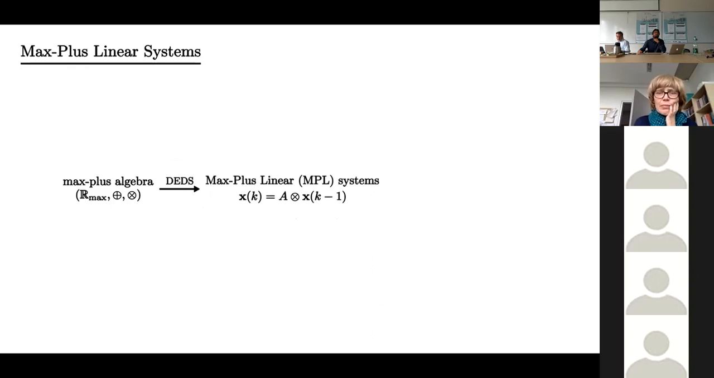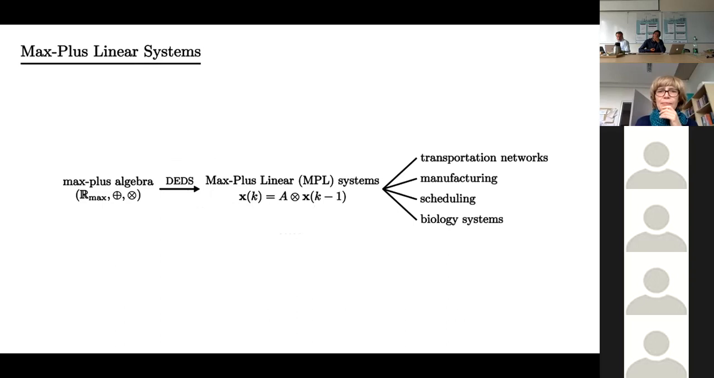From the max plus algebra, one can define a discrete event dynamic system with these formulations. Here, A is the state matrix, x is the timestamp vector of the discrete events, while k is the event counter. The application of max plus linear or MPL systems can be found in models where the time variables are essential, such as transportation, manufacturing, and scheduling. The other application deals with biological systems.